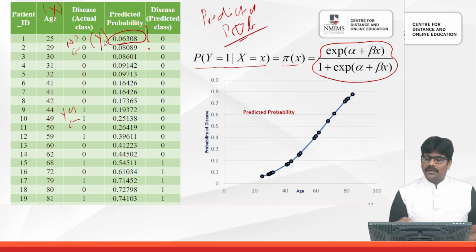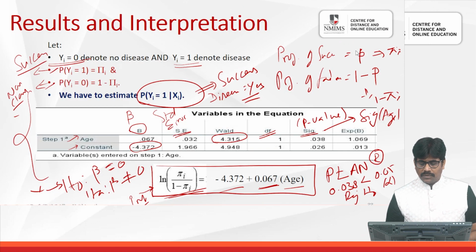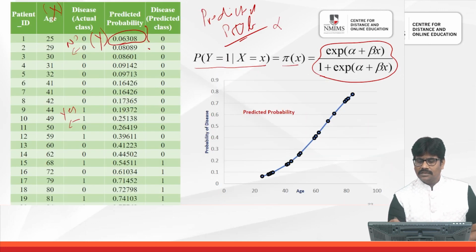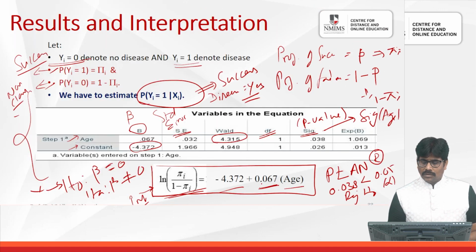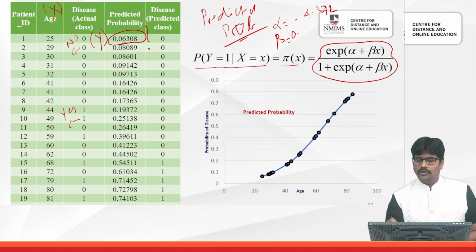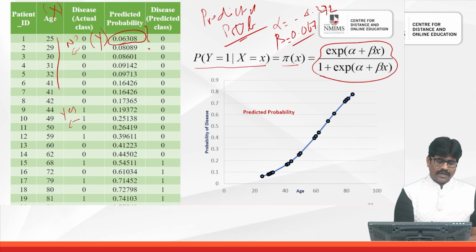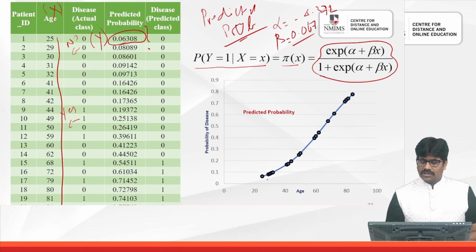Now alpha and beta values we got from the previous equation. Alpha is nothing but your intercept, minus 4.372, right? So alpha is equal to minus 4.372, and your beta, which is your beta coefficient, is equal to 0.067, right? Substituting the values, what do we get for different values of age, right? So from 25 till 84, so we keep on substituting, right? So this is 25, if you see, this is 84, right? And all the values in between.